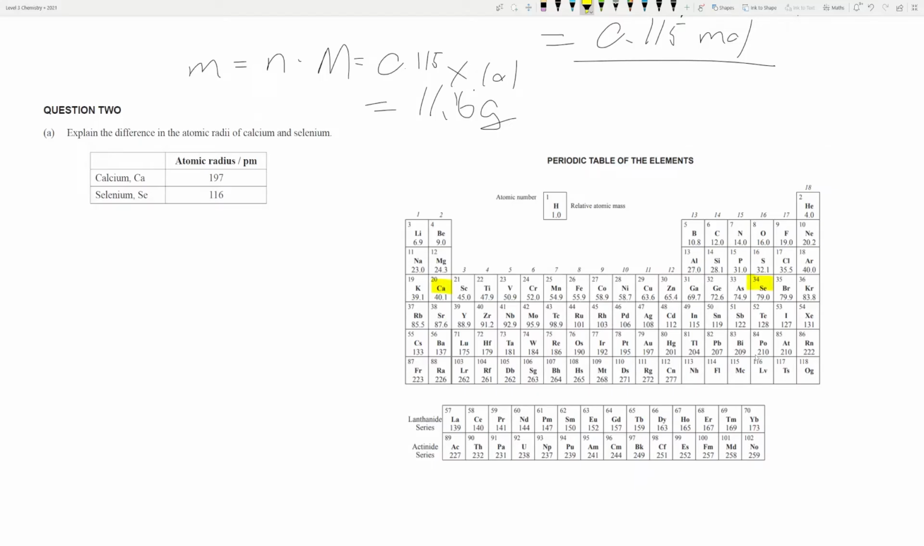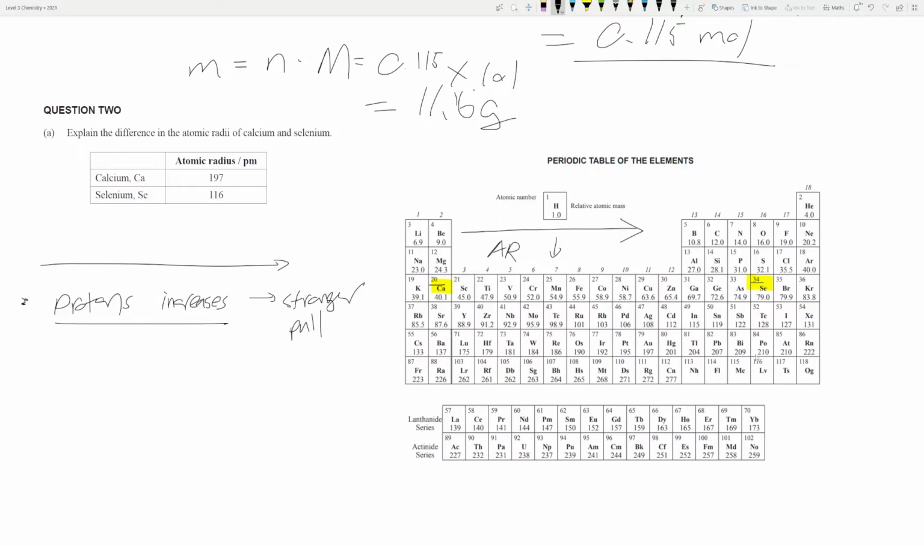So they ask you to compare the radius, and then you just need to remember that as you go from left to right, the atomic radius decreases. Why does it decrease? Because the number of protons increases. So when you go from left to right, the number of protons increases. This is important. You need to talk about both things. The protons increase, so there is a stronger pull, or stronger nuclear charge, coming from the nucleus because there are more protons.